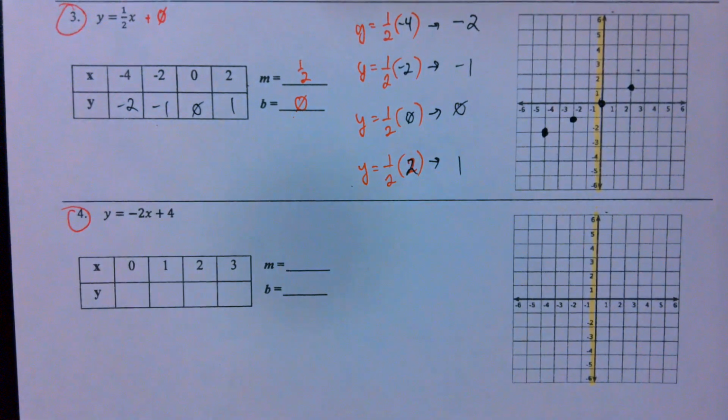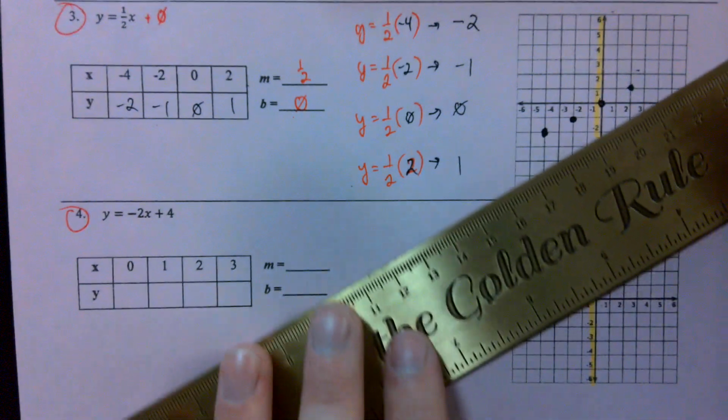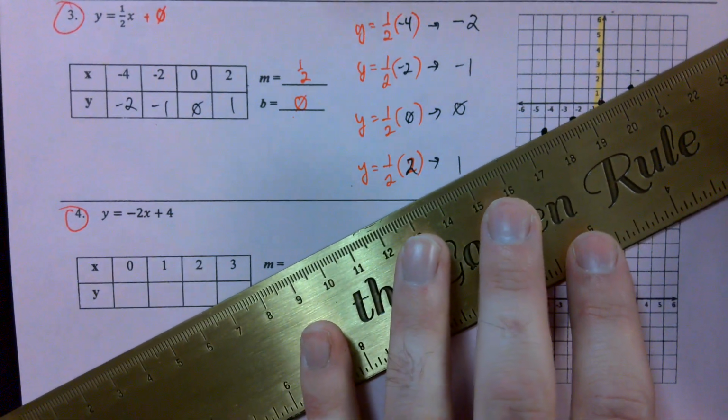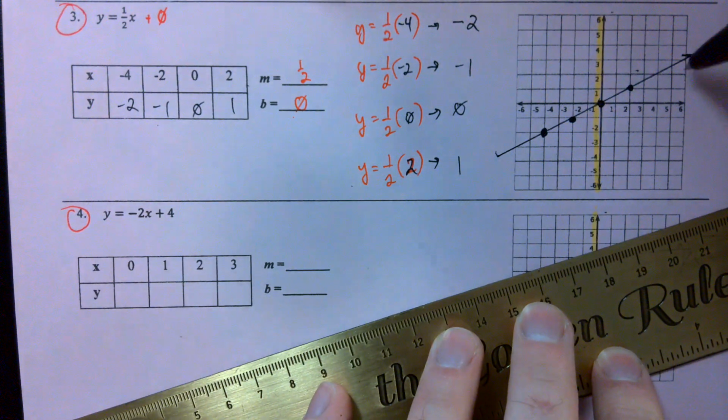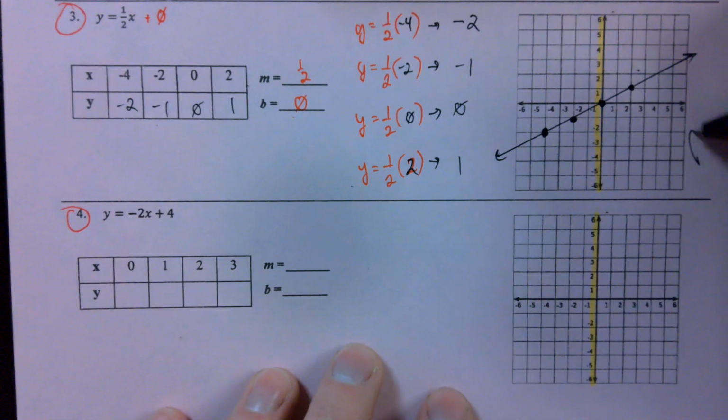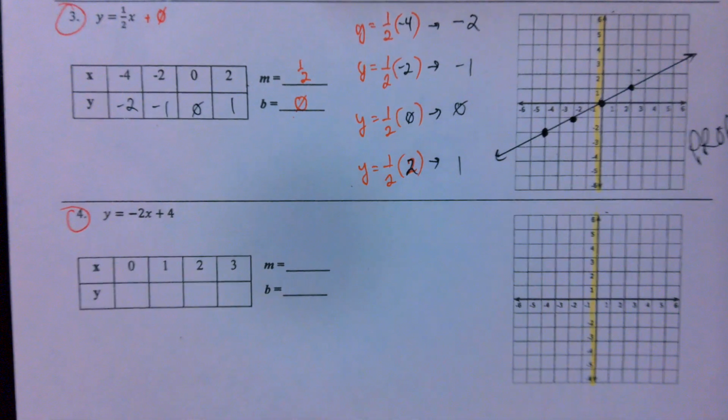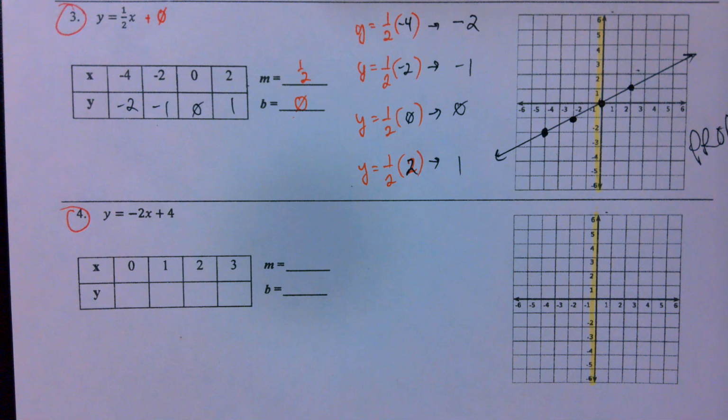What does this line go through again? What did we say? The origin. So what type of relationship do we have here? Proportional. It's a straight line that goes through the origin. We don't need to write proportional, you don't have to, but it's good to review for our test. If you just write proportional.